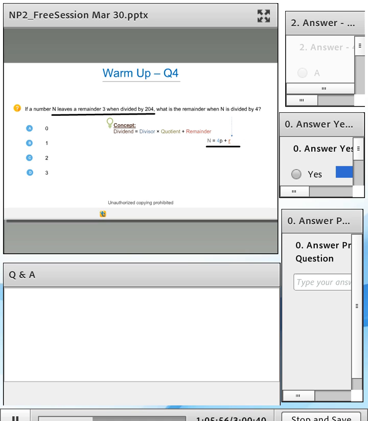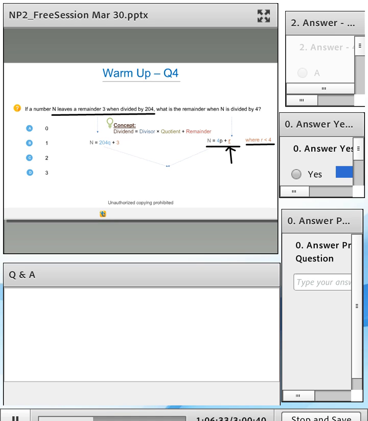Okay, good. Now we apply this concept on the given information, and we get n is equal to 204q plus 3. Now, the one thing that you have to absolutely keep in mind is that the remainder is always less than the divisor. So here our constraint is that r is less than 4. This is something which you always have to keep in mind. Identify the constraints. That's your first skill over here, process skill. Now, what you have to find out is the remainder, the value of r.